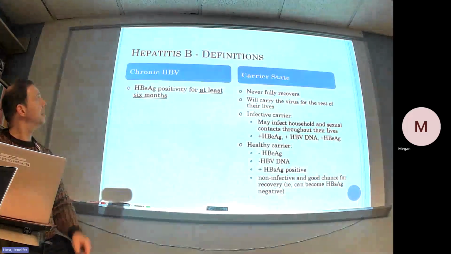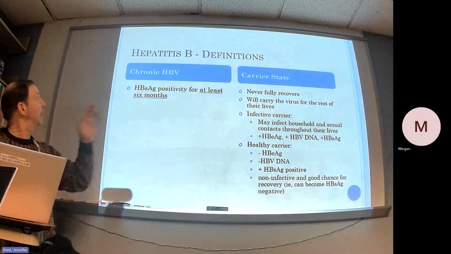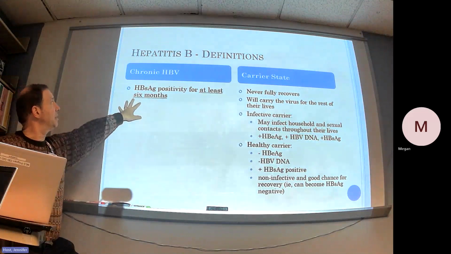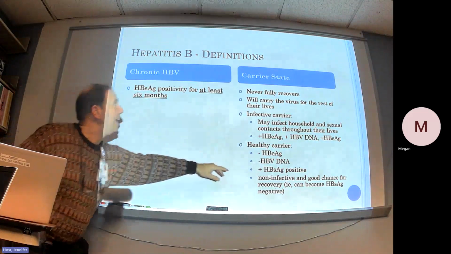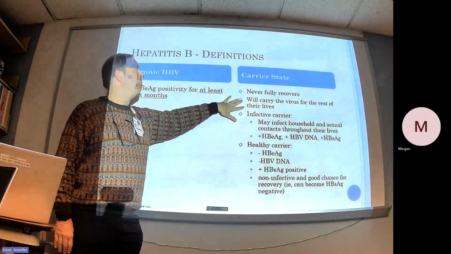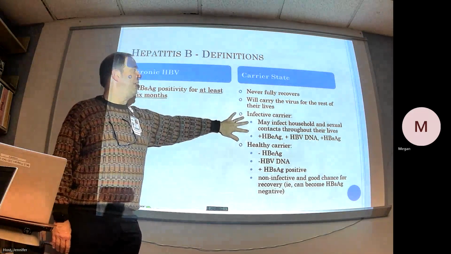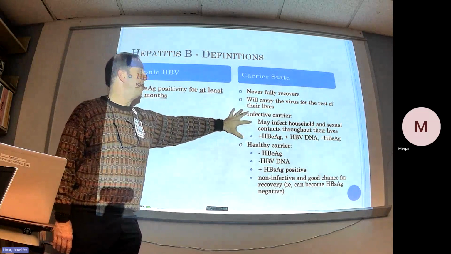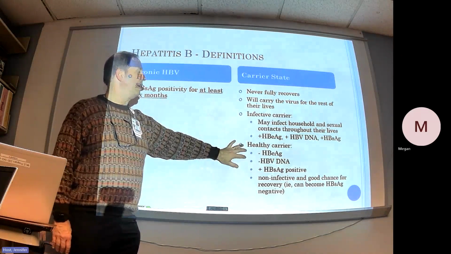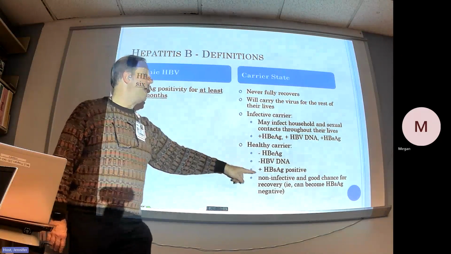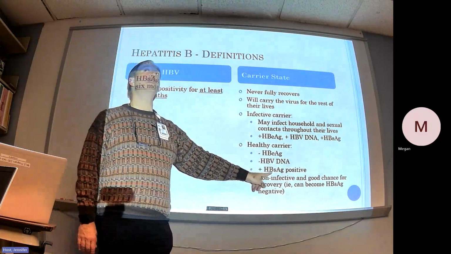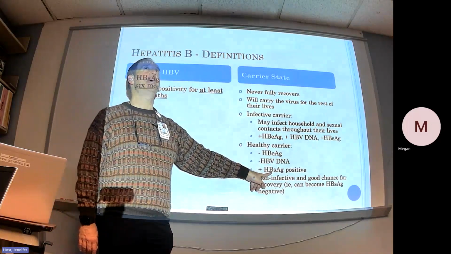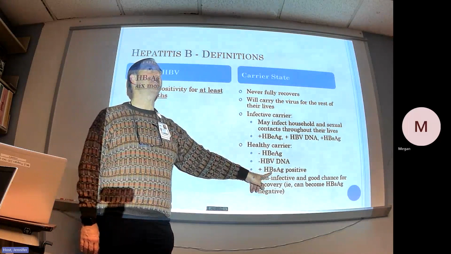So that's progression. And again, the chronic is 6 months of hepatitis B, and the carrier state will always have it, will always carry it. They could infect people because they have all these and they're shedding. A healthier carrier may only have this. This does not get confused with immunization. Immunization would be anti-hepatitis B surface antigen antibody.